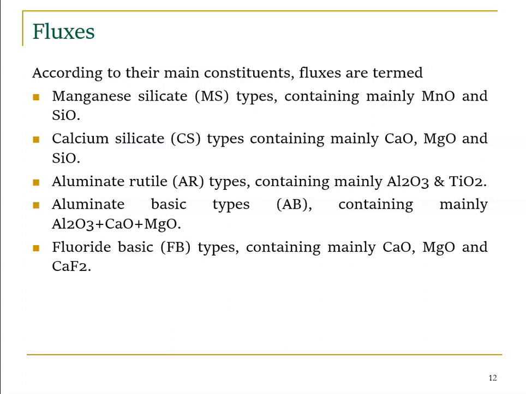There are many types of fluxes available, such as manganese silicate. We can say it's the MS type. It contains MnO, manganese oxide, and silicon oxide. Similarly, we have calcium silicate, the CS type.